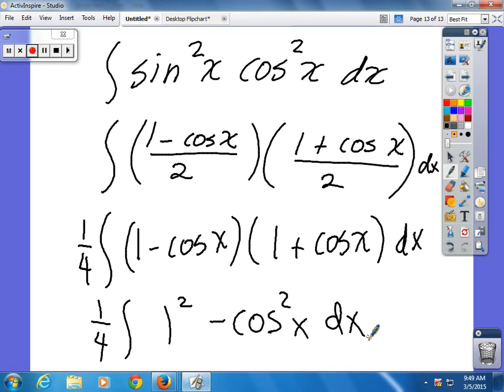I'm sorry, that's cosine 2x. I messed up. This is 2x minus identity. Cosine 2x squared 2x. And that would be total squared. I do have it squared, right? Yeah.